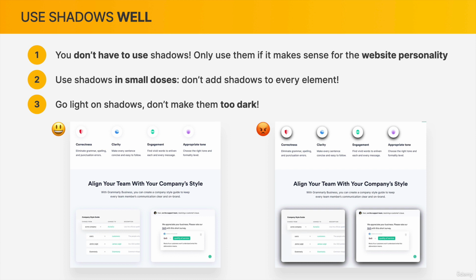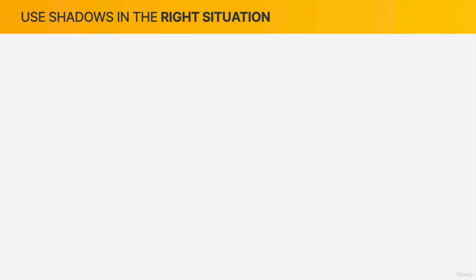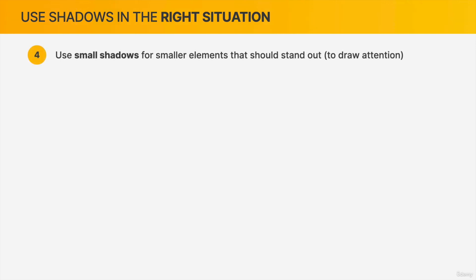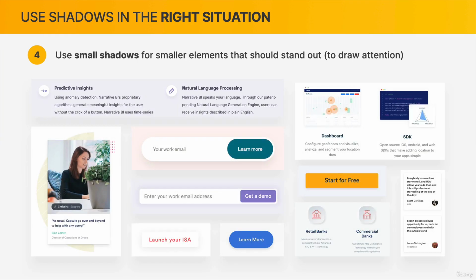And of course, also the next ones. And these next ones are about when to use shadows. So we should use shadows in the right situations. And so one of them is to use small shadows for smaller elements that we simply want to stand out from the page. Or in other words, elements that we want to draw attention to. And so that's exactly what happens here.